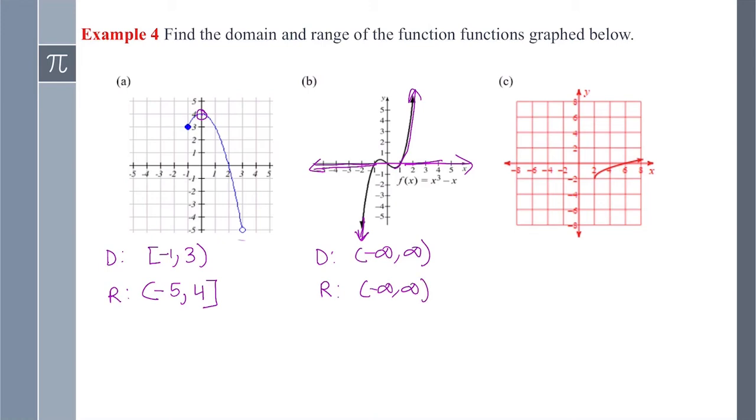Now for the third graph, the graph goes from this point towards the right forever. That means the x value goes from here to the right forever. That means the domain goes from 2 to infinity. Now for the range, the lowest point on the graph is right here. Since it goes forever this way, the highest point does not have a bound. So the range is from -2 to infinity. So that's how we find domain and range from the graph.